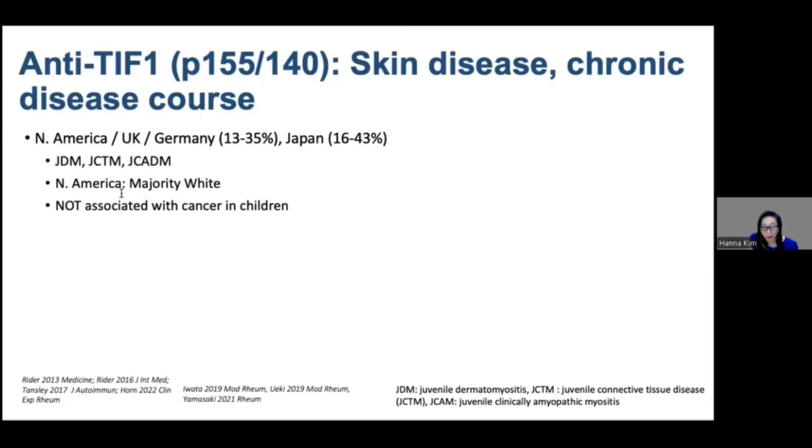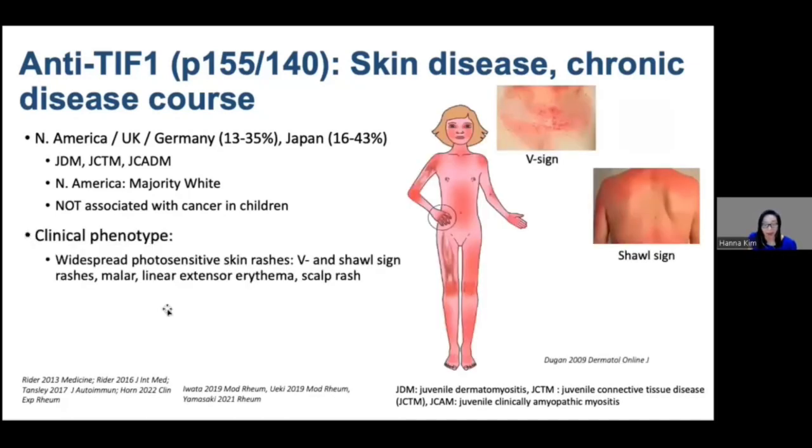In the North American group, they reported that the majority of myositis patients with anti-TIF1 were white. And in general, anti-TIF1 is not associated with cancer in children or juvenile myositis. Anti-TIF1 is associated with cancer for adult myositis, but in general, for all of juvenile myositis, it is not associated with cancer. What else can we see with anti-TIF1?